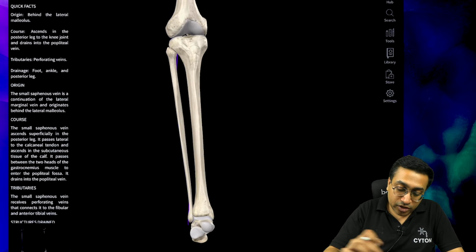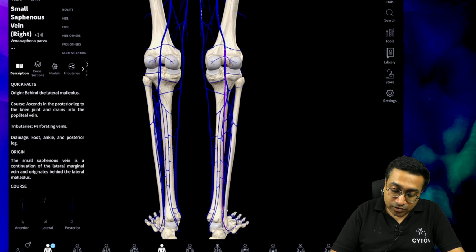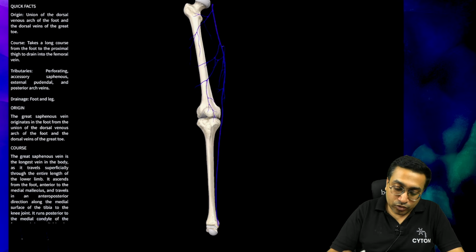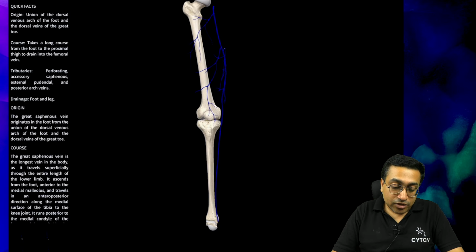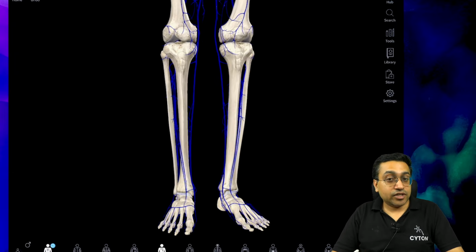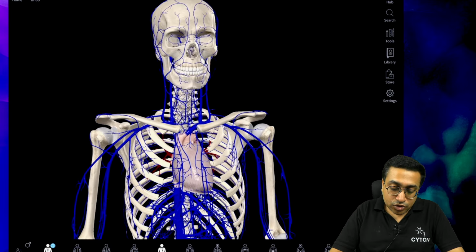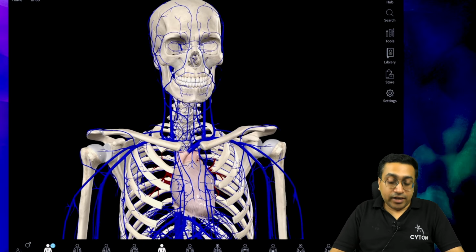If I isolate and show you, this short saphenous vein is running only in this leg region. Compare this with this one, that is the great saphenous vein. If I isolate, you can see it is running all throughout the lower limb. Okay, so this becomes very important for grafting purposes and for venesection also. Okay, we will discuss that also, what is venesection. So these are all the major vessels which you should be aware about, okay, regarding the entire human body.